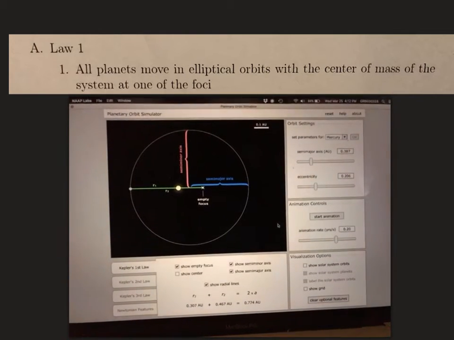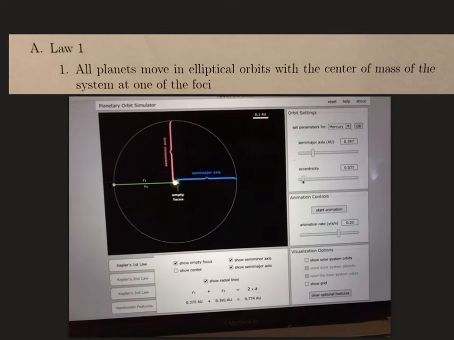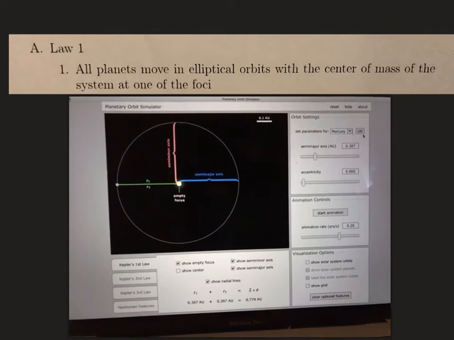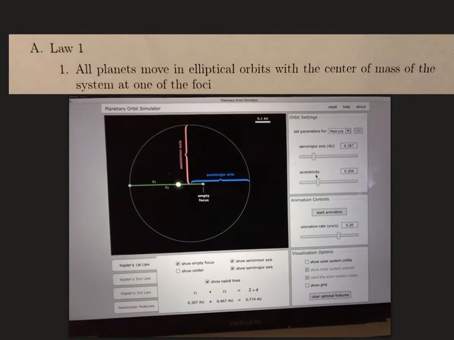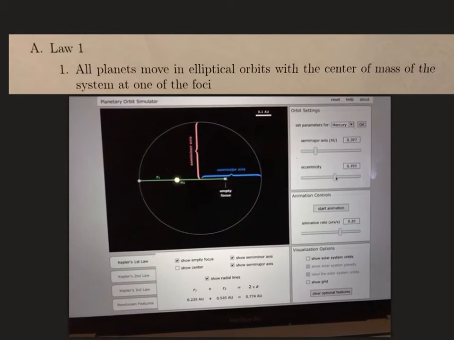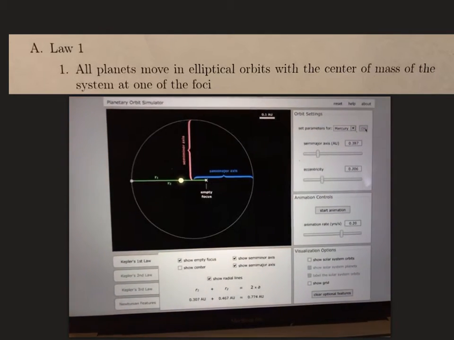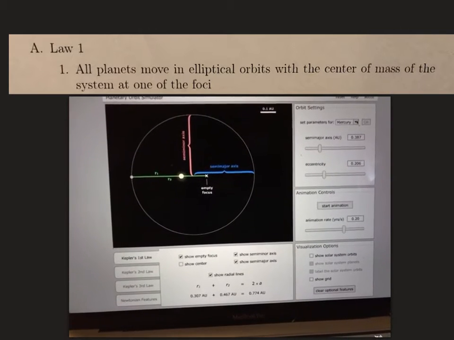So eccentricity tells you how elliptical the ellipse is. If I set the eccentricity down to 0, you get a perfect circle. But as you increase the eccentricity up to 1, you get a more and more elongated shape. So I can make this more and more elongated. I like to use Mercury to demonstrate Kepler's first law.